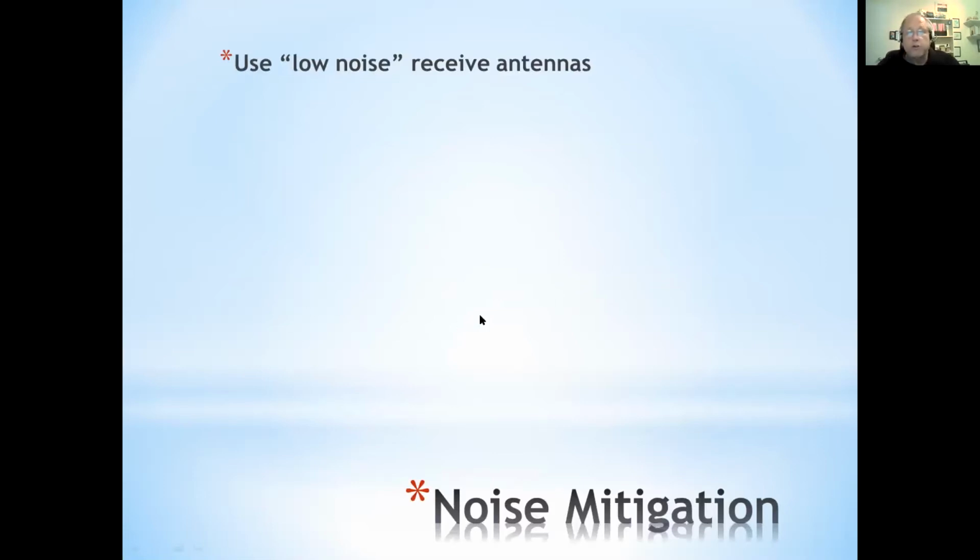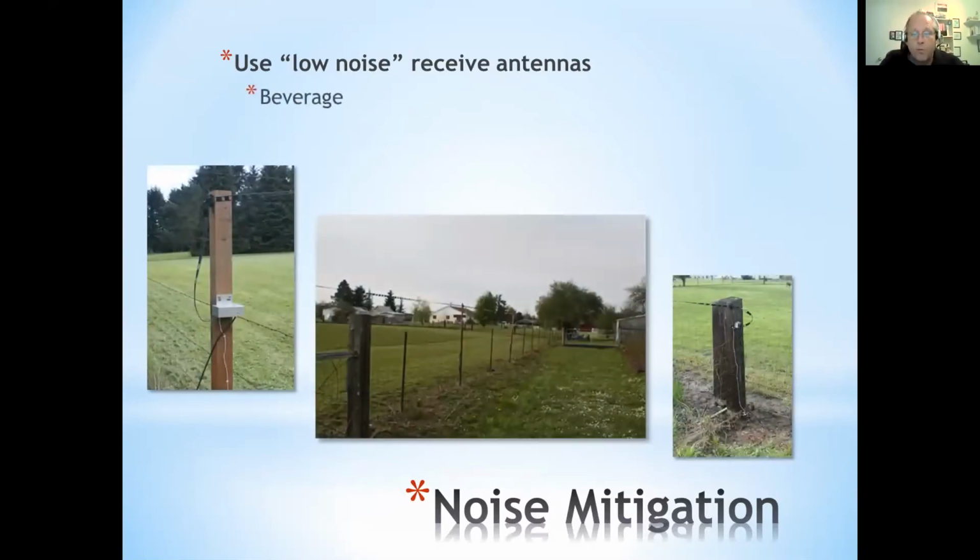You can also use low noise receive antennas. I've got several receive antennas here that I use only for receive purposes on 160 meters and 80 meters. One of the antennas I have is what's called a Beverage Antenna, after Harold Beverage from the 1920s. This one's about 400 feet long and runs along a fence line along the side of my property. I've got a 5-acre lot over here that belongs to my next door neighbor. My barn is right here, and this runs right along the fence line.